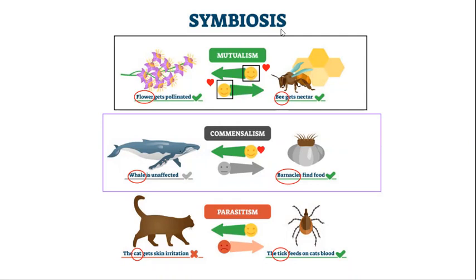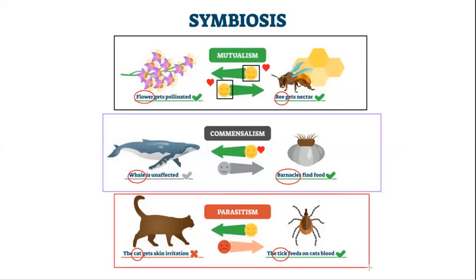Last type of symbiotic relationship, we're talking about parasitism, like the relationship between ticks and cats. Ticks feed on the cat's blood. This way, ticks get the food they need, while cats get harmed. They are not happy. So here we have an organism that benefits. The second one is being harmed. Okay, the second one is sad.